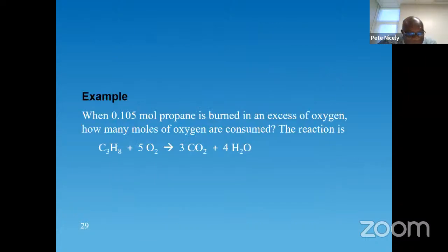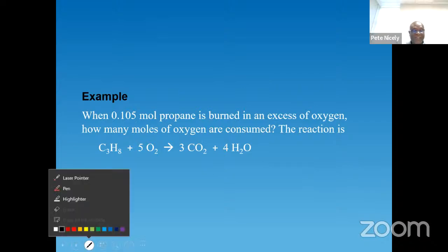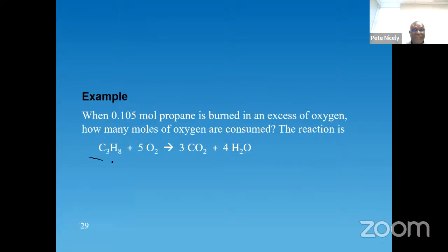So in this question, they gave you the balanced equation, and the question is asking for the moles of oxygen, and it gives you the moles of propane, which is, well, unfortunately, the question didn't state it, but propane is this compound right here. So you're going to take 0.105 moles of C3H8, and you're going to convert that to moles of oxygen.